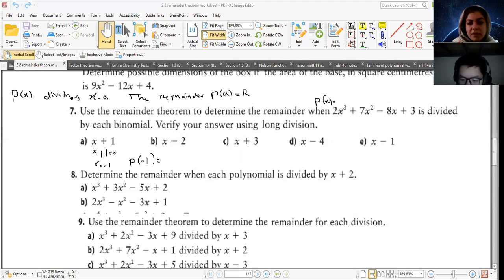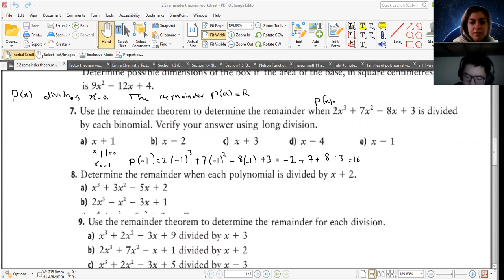So simply P(-1): instead of the x everywhere, I put -1. (-1)^3 + 7(-1)^2 - 8(-1) + 3. So (-1)^3 is -1, so it's -2, here it's plus 7, plus 8, plus 3. So 3 and 7 is 10. It's going to be 16. So the remainder is going to be 16.